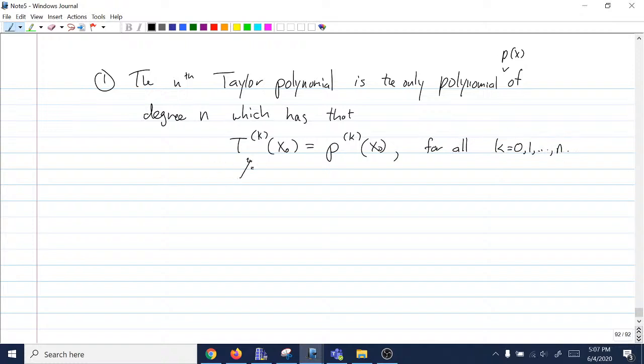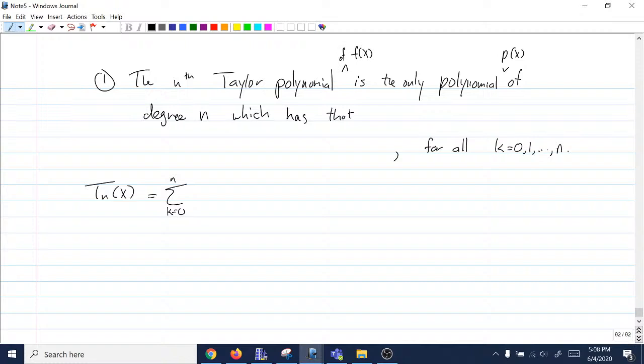Remember, the definition of this thing is that T sub n of x is the sum from k equals 0 to n of, not p. Okay, I'm not doing great on this slide. The nth Taylor polynomial of f of x. I need to say what is the name of the function that I'm taking the polynomial of.